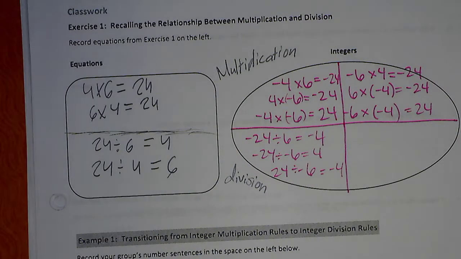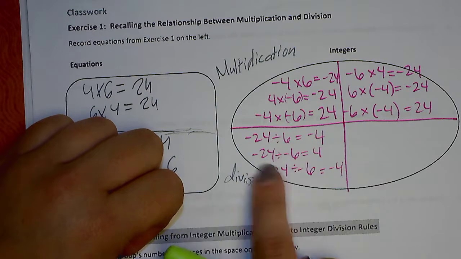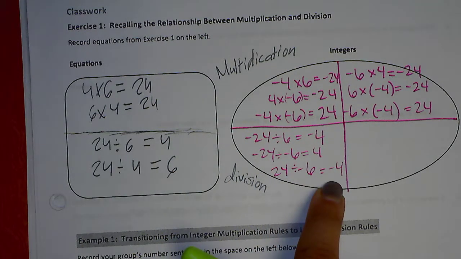Once again, we start to notice that division has the same negative rules as multiplication, which is that if the signs are different, it's negative. See, signs are the same, it's positive. Signs are different, it's negative.